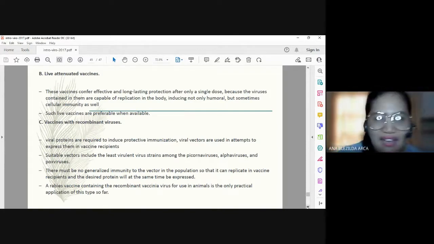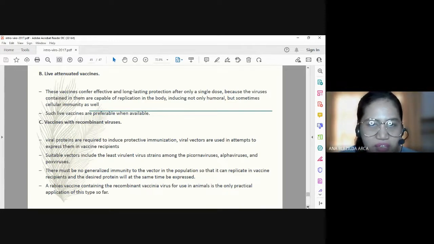Okay? Now, for the live attenuated vaccines class, medyo matagal-tagal ang kanyang effect kasi nga, live vaccine siya. So, ibig sabihin niyang class, mayroong mga particles of the virus that are antigenic in nature that will cause the production of the antibodies. Okay? So, this vaccine, they confer effective and long-lasting protection only after a single dose because the viruses contained in them are capable of replication in the body. So, nag-replicate pa rin yung virus sa katawan mo but wala silang effect na masama sa katawan. So, they will induce humoral and also cellular immunity as well. Kaya nga naman, lifelong ang immunity dyan.